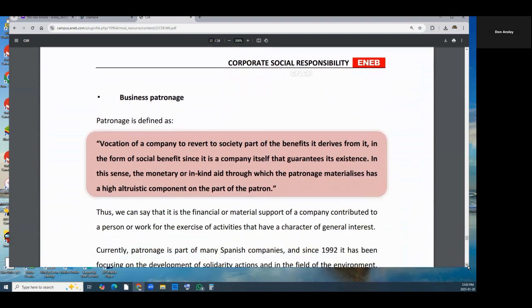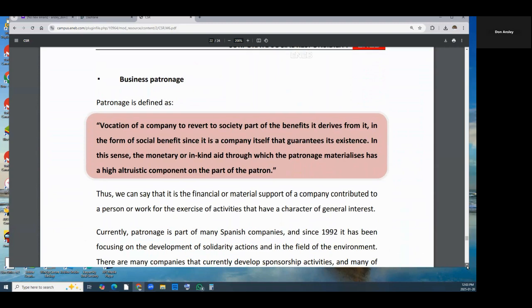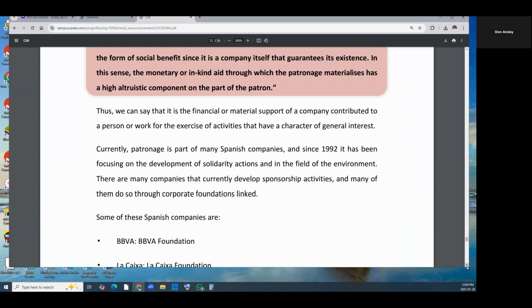First of all, there's business patronage. Patronage is defined as the vocation of a company to revert to society part of the benefits derived from it in the form of social benefits, since it is the company itself that guarantees its existence. In this sense, the monetary or in-kind aid through which patronage materializes has a highly altruistic component on the part of the patron. Thus, we can say that it is the financial and material support of a company contributed to a person or work for the exercise of an activity that has a character of general interest.